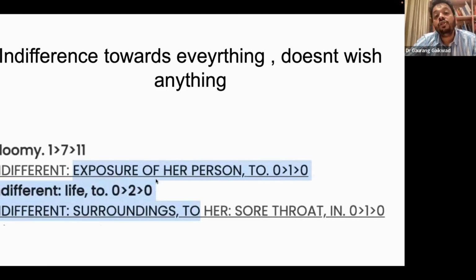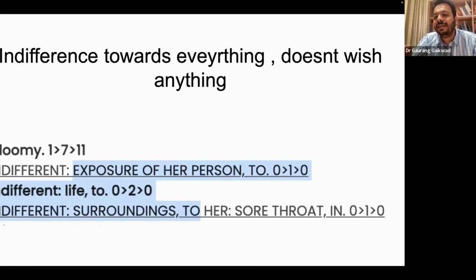Indifference to everything. Indifference to exposure of a person. Sometimes the patient may not even remember whether she is wearing clothes or not. It doesn't mean that they are shameless or lecherous or lewd or cheap like Hyoscyamus. You will think, oh, she doesn't care what clothes she is wearing, and you'll think, oh, this is Hyoscyamus. No. In Hyoscyamus, the idea is to incite. In Phytolacca, they just don't care about themselves and others.